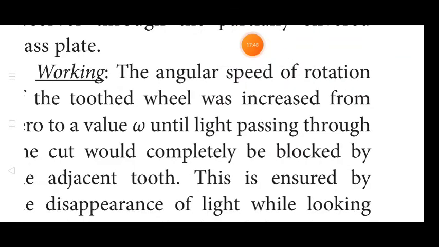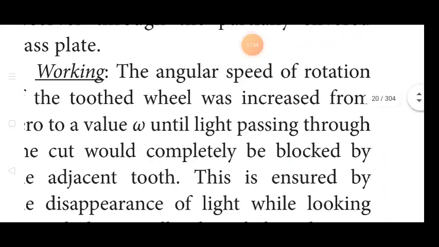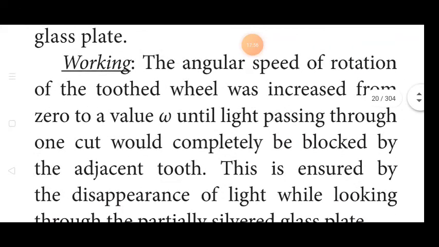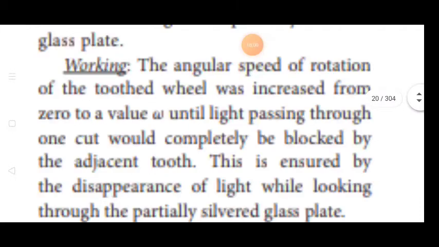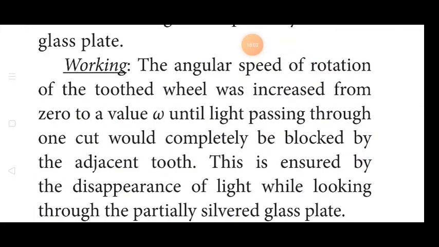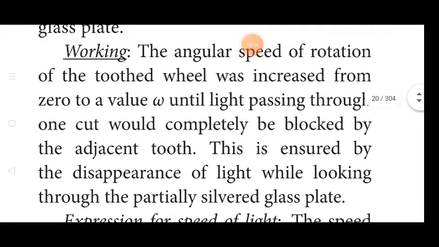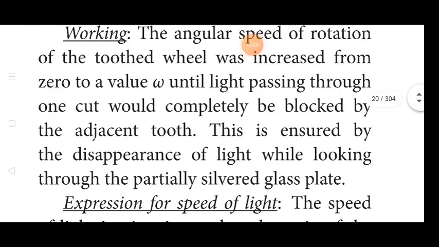Working: the angular speed of rotation of the toothed wheel was increased from 0 to a value omega until the light passing through one cut would be completely blocked by the adjacent tooth. This is ensured by the disappearance of light while looking through the partially silvered glass plate.